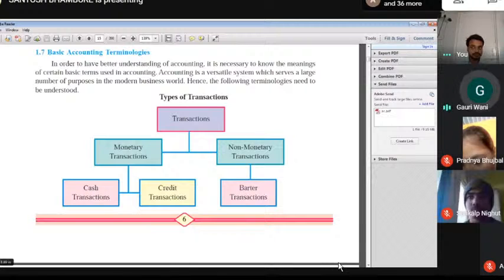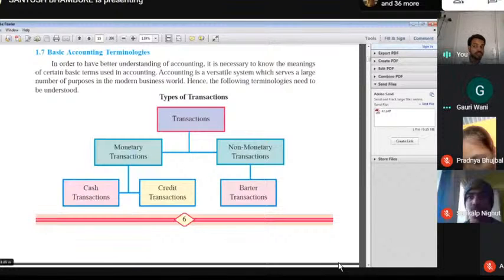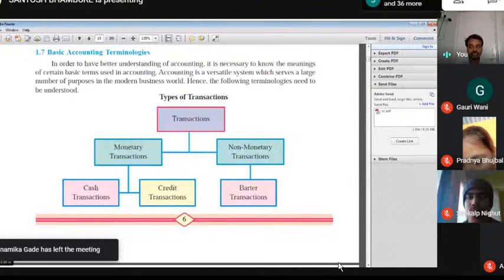This is a monetary transaction and credit transaction. Okay, so this is a monetary transaction. Why? Because in that, cash is involved. Okay, so remember, monetary or non-monetary. Non-monetary means right now, no cash is involved. That's what we have to call a non-monetary transaction.